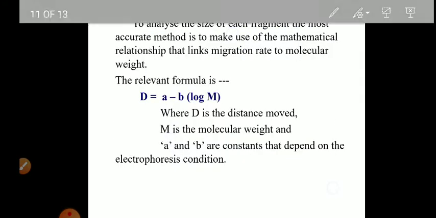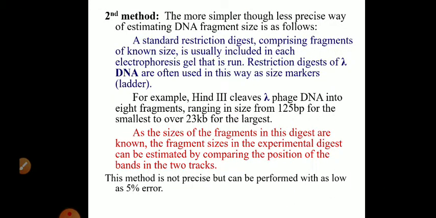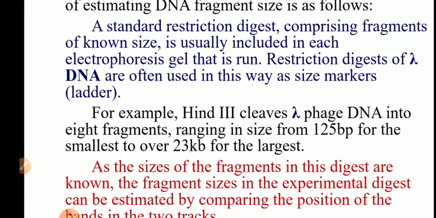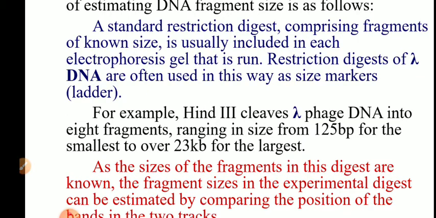We prefer using a second method. What is that? The second method is simpler. What we do is we use a standard restriction digest. This is a standard DNA, lambda phage DNA, treated with restriction enzymes like HindIII. HindIII restriction enzyme cleaves lambda phage DNA into 8 fragments, and the size of the fragments is known. It ranges from 125 base pairs to 23 kilobase pairs. So we have a ready-made restriction digest. We also call it a ladder.